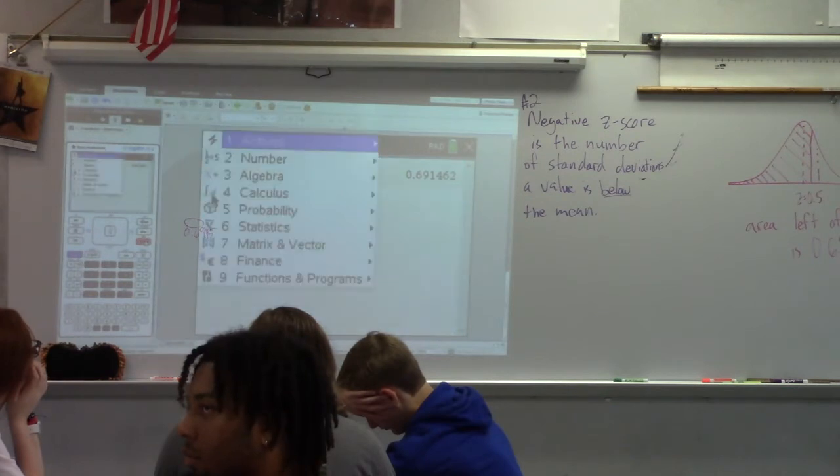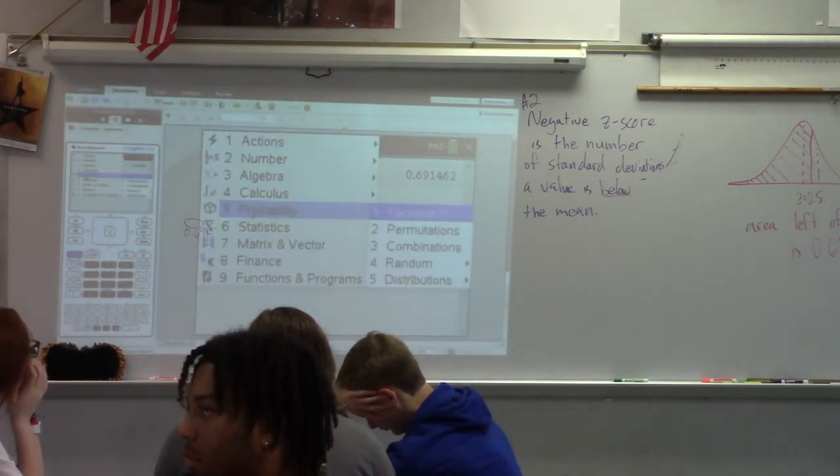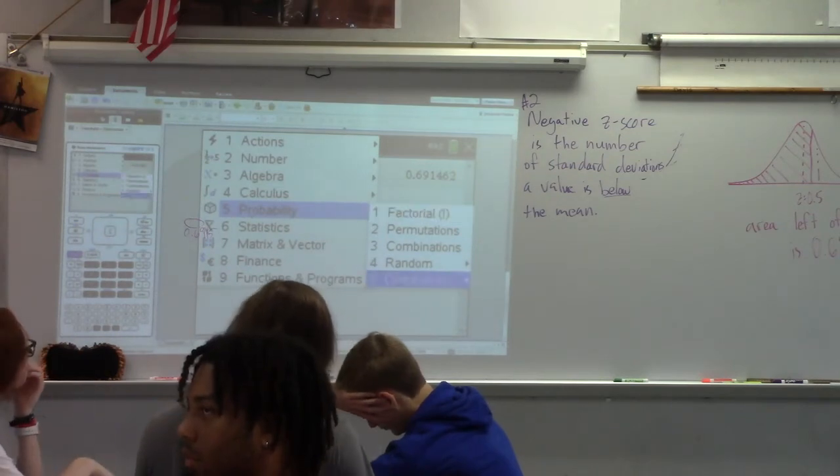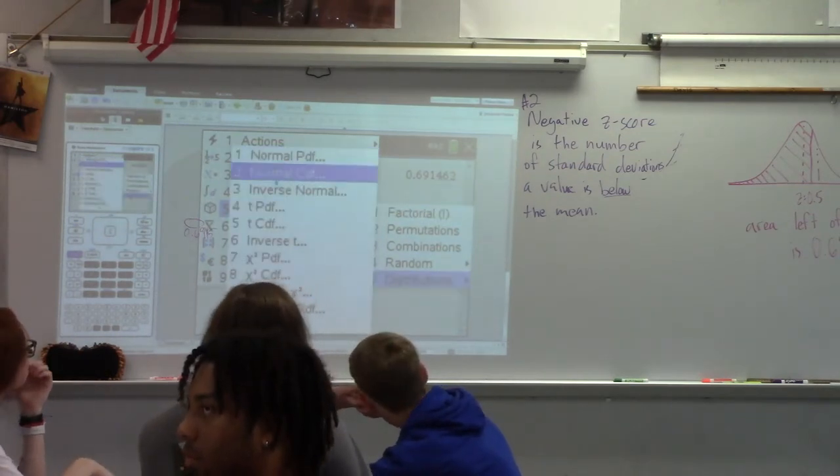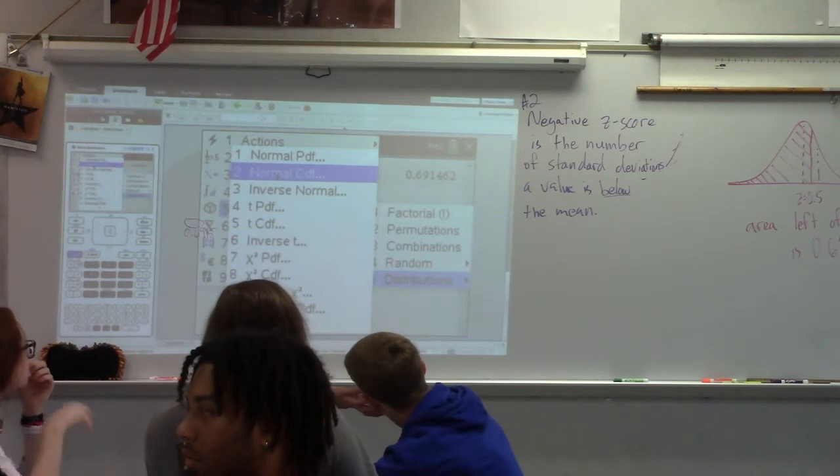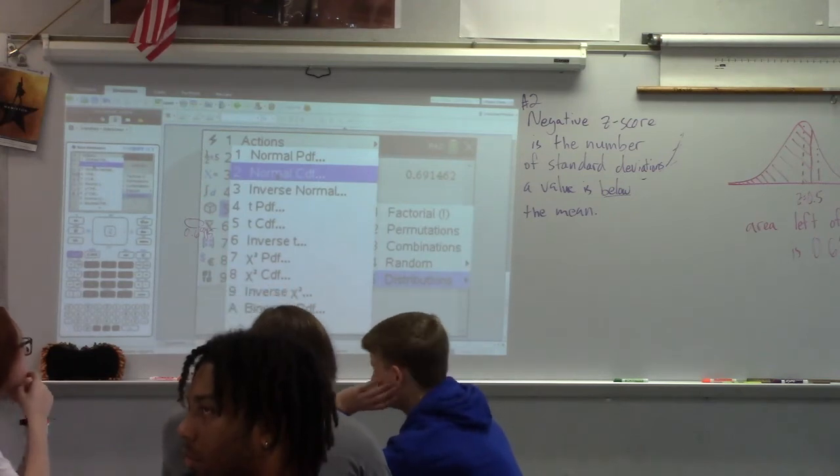Someone mentioned maybe under probability. Do you see distributions under probability as well? Yes. Do you see your normal distribution there? So you can access the normal distribution under both probability and statistics.